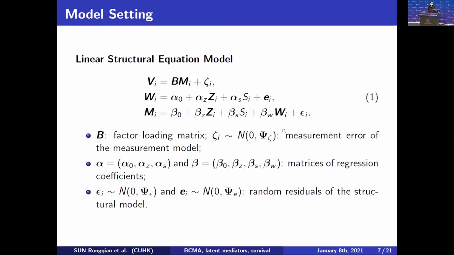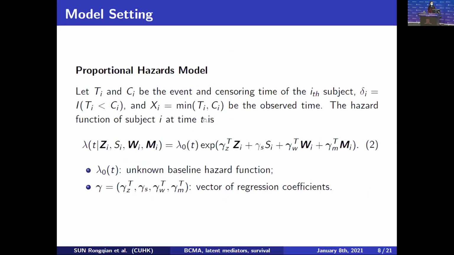So the first part of our model is a linear structural equation model, where the first equation measures the unobservable latent mediator M, and the other two capture the relationships between the exposure S and the mediators W and M. So the coefficient matrices alpha and beta here will be used later to construct the causal estimates, as we mentioned before. And the second part of this model is a common proportional hazards model in survival analysis, and these major notations have just been introduced by Zexi. So in this equation, the unknown baseline hazard lambda 0(t) is treated as piecewise constant in our analysis. And the regression vector gamma will also be used to construct causal estimands.